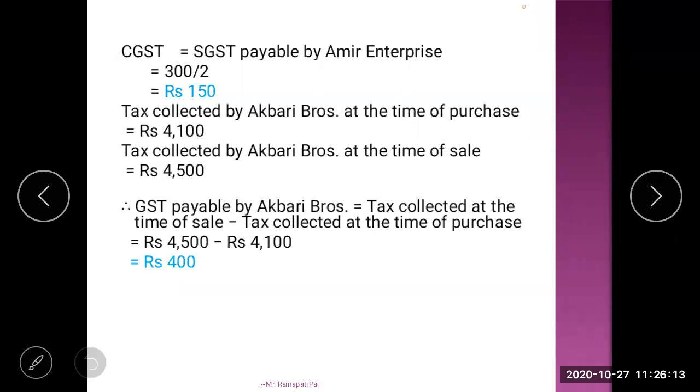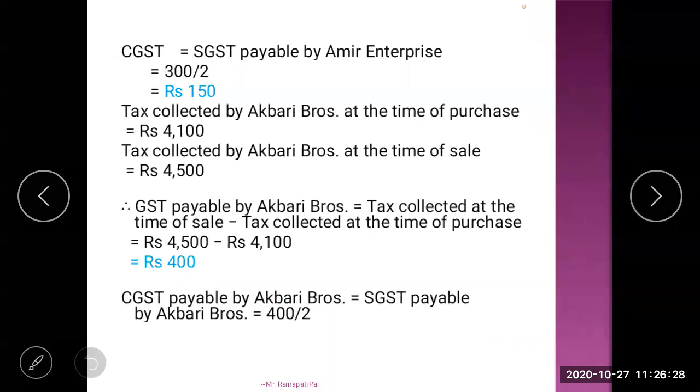Now again we have to find out CGST and SGST. So CGST is equal to SGST, which is equal to half of GST. Correct? That is, we can say 400 divided by 2. That is 200 rupees. Is it clear? Any doubt is there? Even if there is a little doubt, ask. No doubt. Very good.